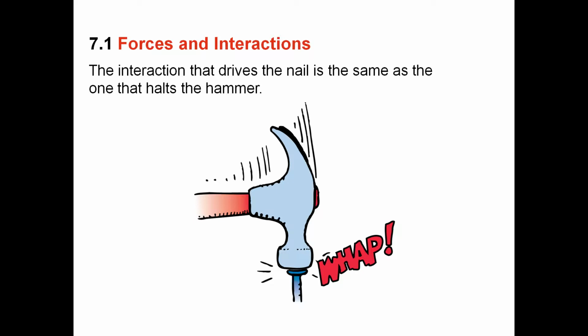Likewise, the interaction that drives the nail is the same as the one that halts the hammer. You slam the hammer down upon the head of the nail, and the nail moves, resisting somewhat, until it is buried deeper into the wood. What stops the whole process is the resisting force upwards to stop the hammer. If there was no force upwards to equal that hammer, then the hammer would simply pass right through the nail, the board, and everything else.